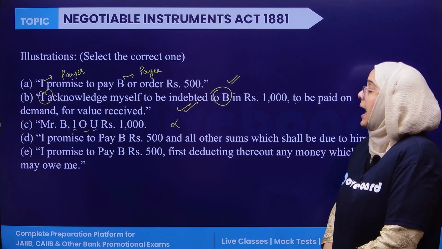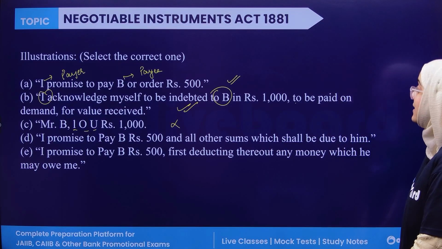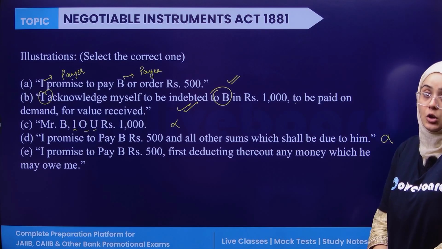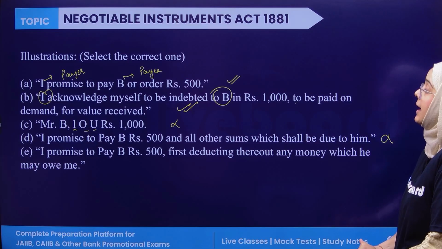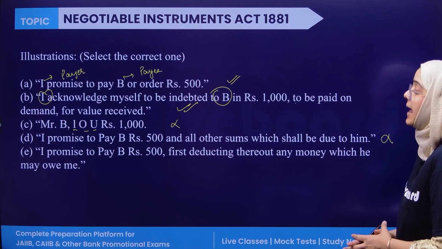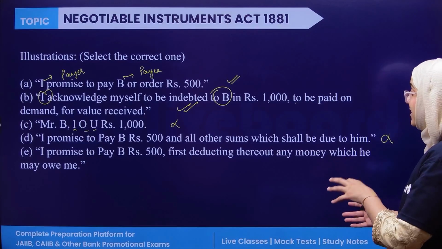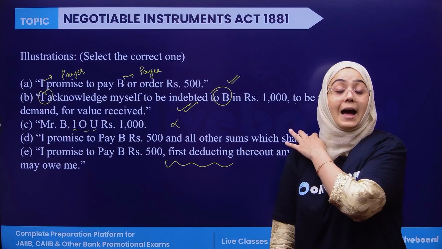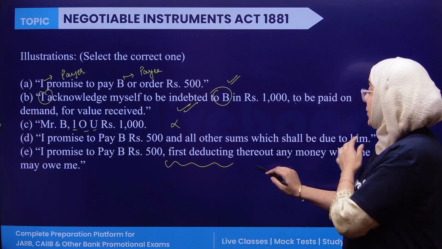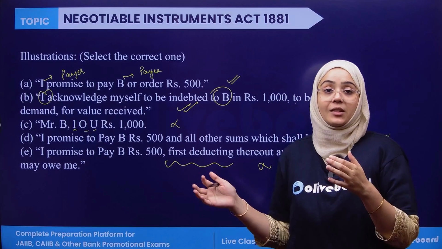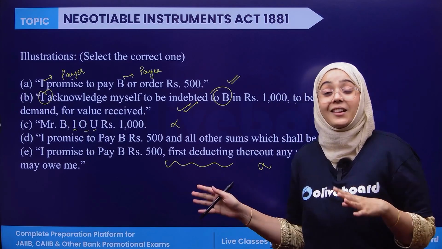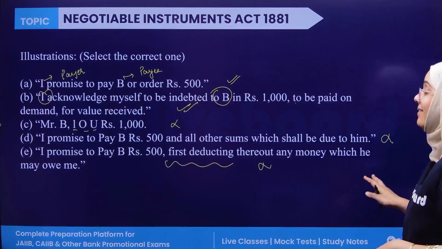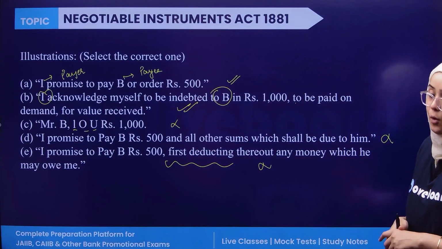Now, I promise to pay B rupees 500 and other sum which shall be due on him. So it is again not a promissory note statement. Why? Because here again you will find some conditions attached. I promise to pay B rupees 500 first deducting, and again the condition comes. So this is not unconditional, and that's why it is not a promissory note. So first and second are promissory notes. The third, C, D, and E are not, because there is a condition attached and there is no clear promise written.